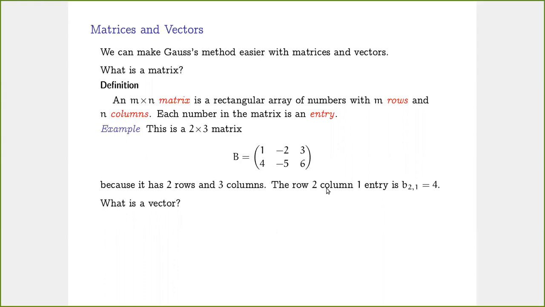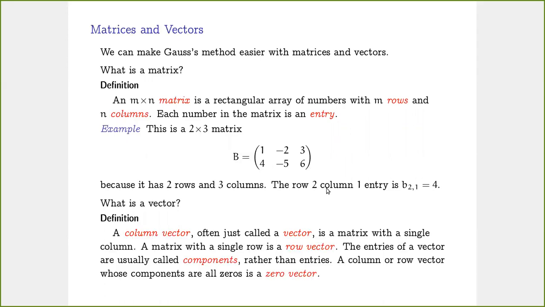Okay, well, what's a vector? A column vector, often just called a vector, is a matrix with just a single column. And a matrix with a single row is called a row vector. The entries of a vector are usually called components rather than entries. A column or row vector whose components are all zeros is a zero vector. Let's look at some examples.